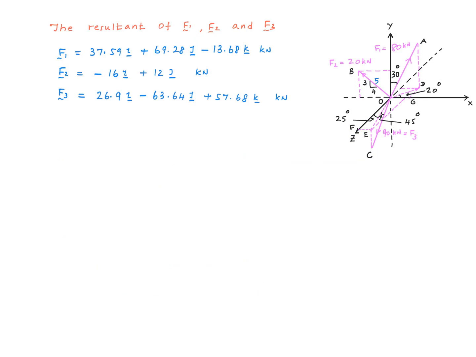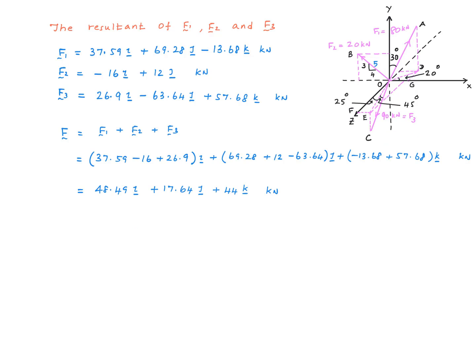Here's a summary of what we found so far. This is our F1, this is our F2, this is our F3. Let's go ahead and find the resultant of the three forces. Here is the resultant F. The x component of the resultant is the sum of the x components of the three forces, and the y component of F is the sum of the y components of the three forces, and so on, right?